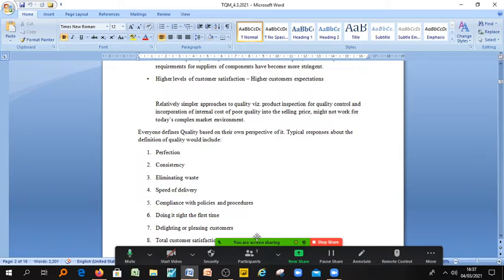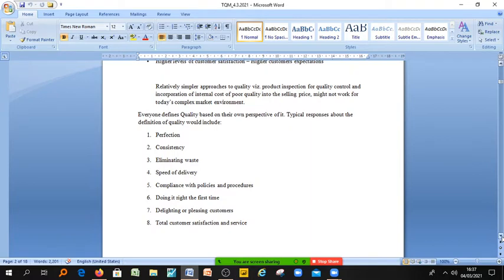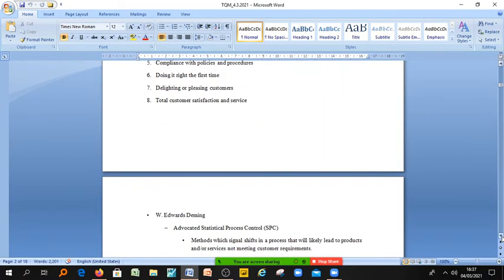Then we can measure quality in terms of doing it right the first time. Then delighting or pleasing customers, customer satisfaction. If what you're selling is not pleasing customers, then that's not quality. Then total customer satisfaction and service. So all those are perspectives in which we can measure quality.